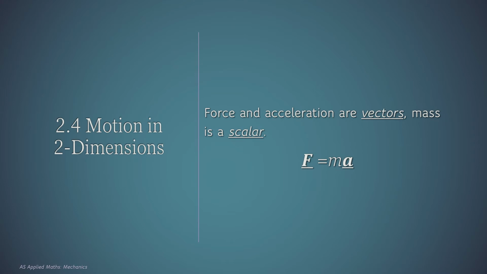2.4 Motion in two dimensions. We've already talked about force and acceleration being vectors and mass being a scalar, so we're going to be applying that to Newton's second law of motion, F equals ma.